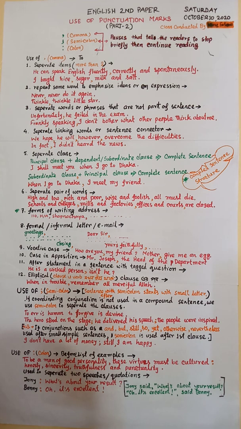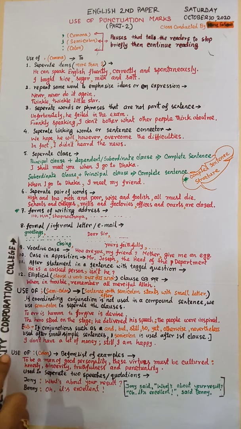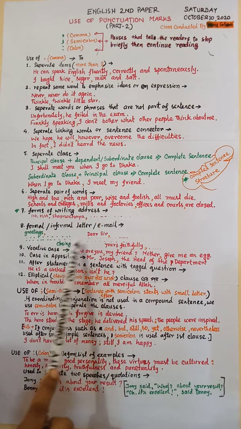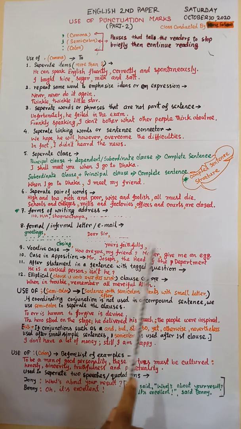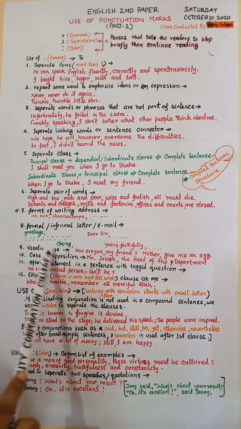Number 8, in formal or informal letter or email structure. This is like a structure: greetings, body of the letter, and closing. How do we start? Dear sir, dear friend, dear father, whatever we write down, comma, then the body of the letter, whether it is formal or informal, and at the end of the letter we have to draw a closing. Yours faithfully, yours loving, yours ever, whatever we write down, we have to use a comma and then write down the name of the writer.